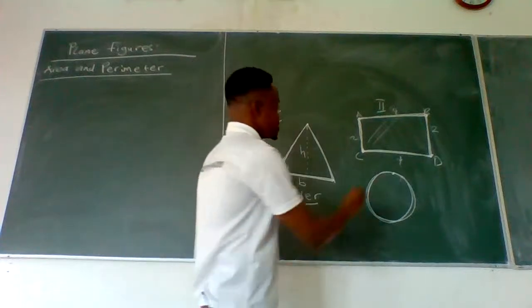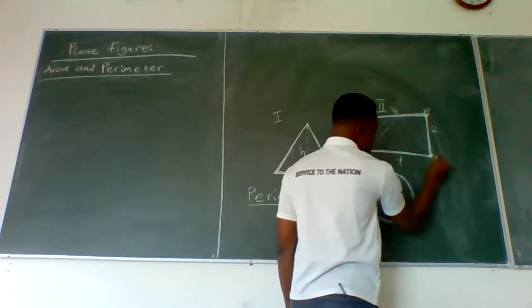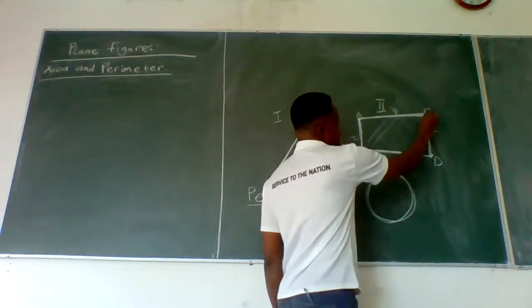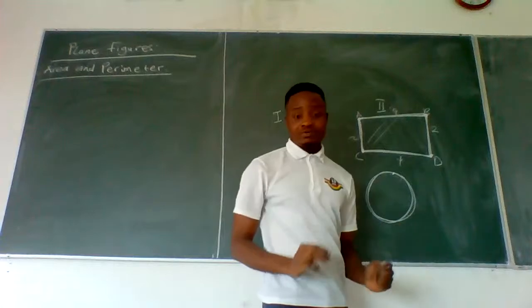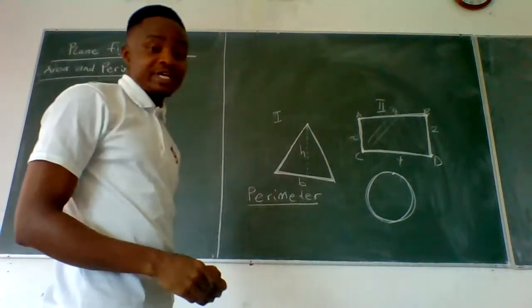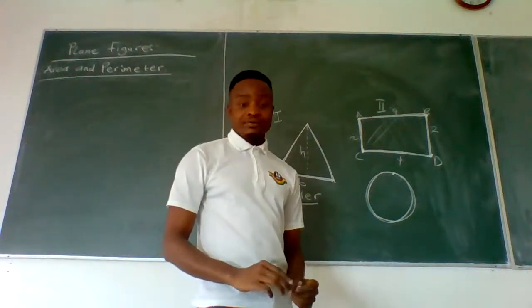So what are the opposite sides? The opposite sides you have AB and then CD. They are equal. And then AC and BD, they are equal. So the basic nomenclature or characteristic of a rectangle is that two opposite sides are equal.